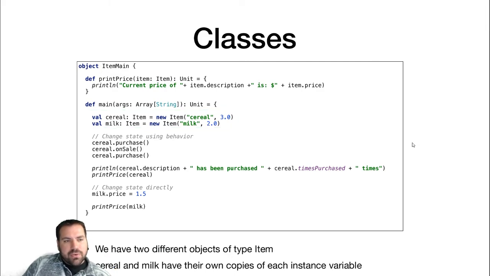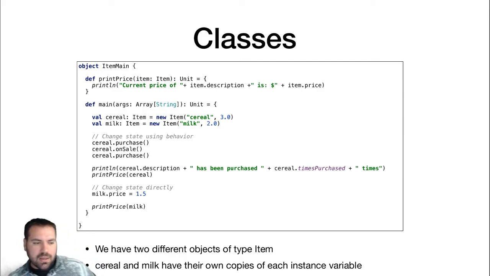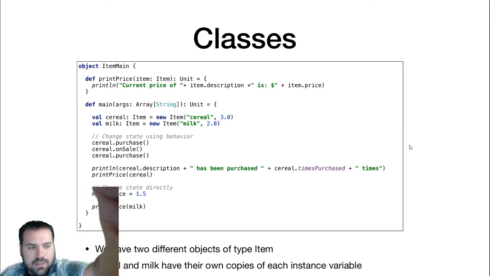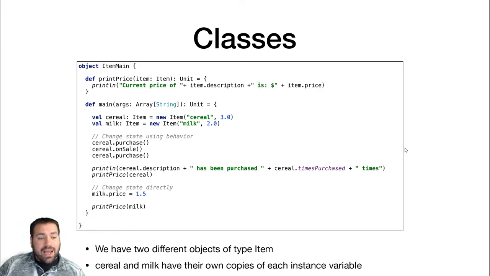So now we have two different objects of type item. We have two different objects of type item in our code now. This object that we created, and we stored them in these variables, cereal and milk. So the variables cereal and milk are referring to two different objects that can have different state.